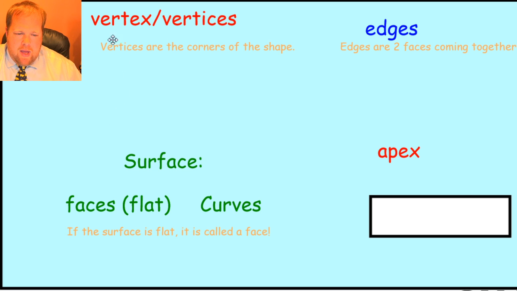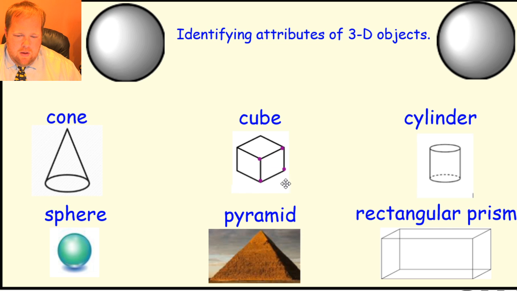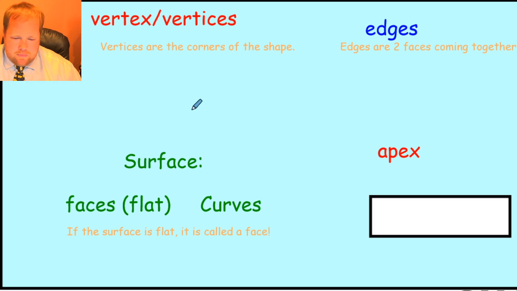All right, so let's review what we have. Vertex or vertices are the corners. And now I'm looking at the cube, and this is a face. I'm making an X over the face. That's a face because they are flat. All cubes are going to have 6 faces. Okay? Very good. All right, now I need to take those away. Bye-bye.